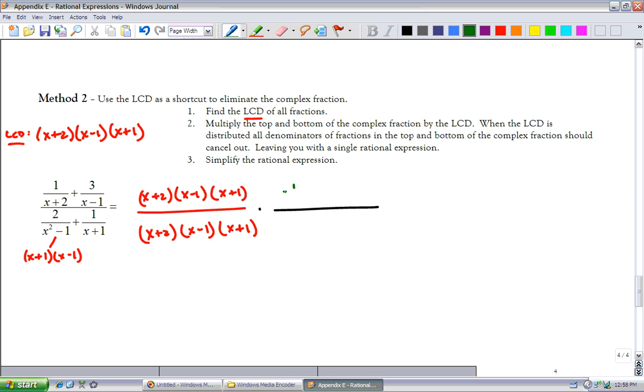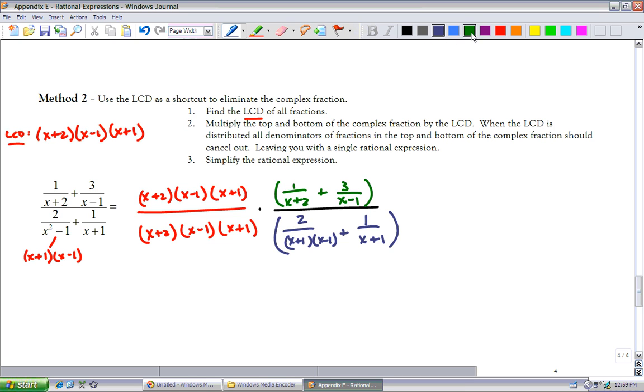So I have my 1 over x plus 2 here, plus 3 over x minus 1, all over 2 over x plus 1, x minus 1, plus 1 over x plus 1. There's going to be a lot of writing here, but normally you wouldn't have to do that if you understand this method.